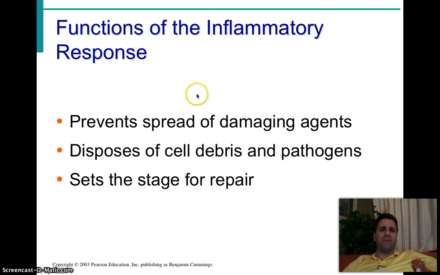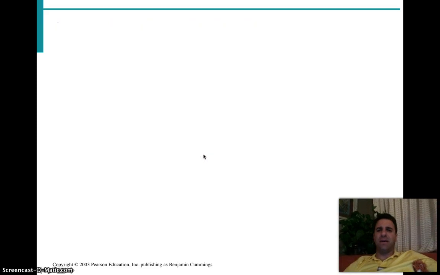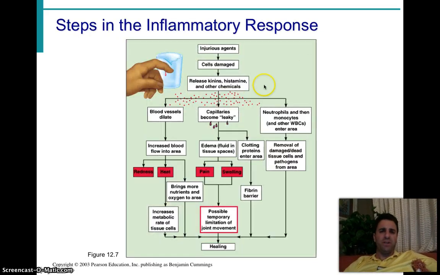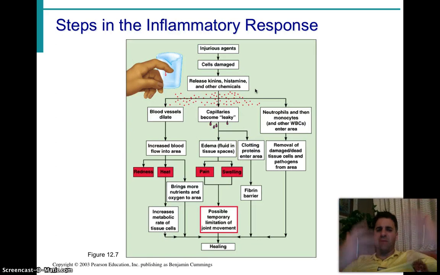So why do we have the inflammatory response? We want to contain the spread of infectious agents. We want to get rid of pieces that have been damaged and begin the repair process. So here you see this thing that I described earlier. We'll go through this again. This is important to know almost in full.